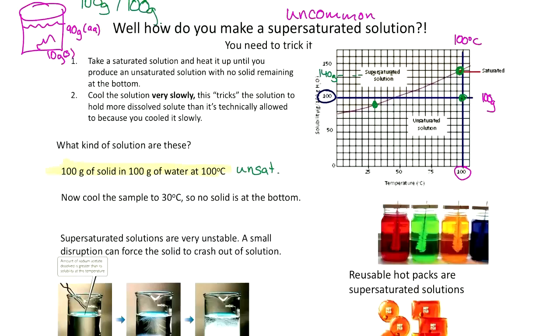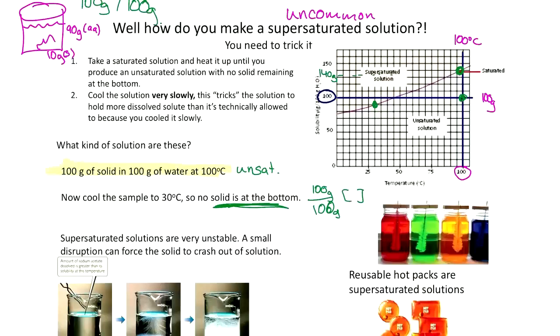Okay, all right, so let's go back to 100 grams, 100 grams, right? It's an unsaturated solution. Now, let's slowly cool the solution back down to 30 degrees Celsius. We're going to cool it down so slowly that no solid forms at the bottom. That's the key word. So if we cool it back down, no solid forms. Did the concentration of our solution change at all? No, it is still 100 grams over 100 grams. It's still this concentration, okay?